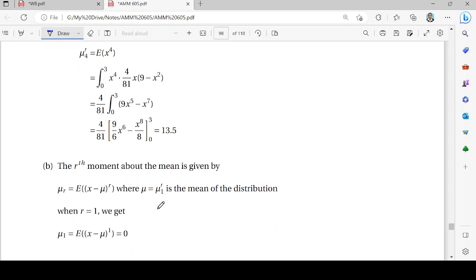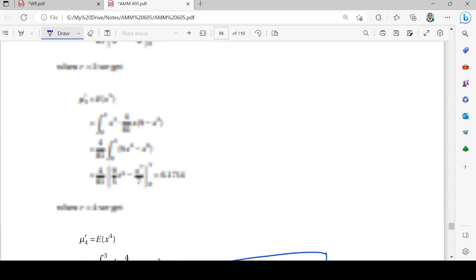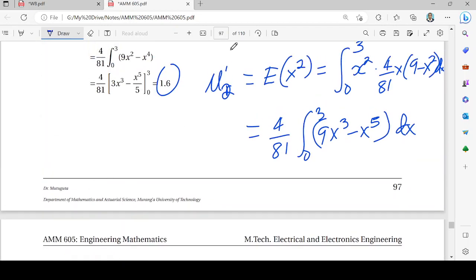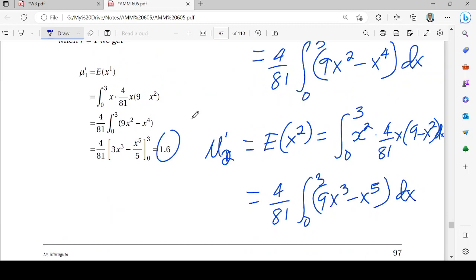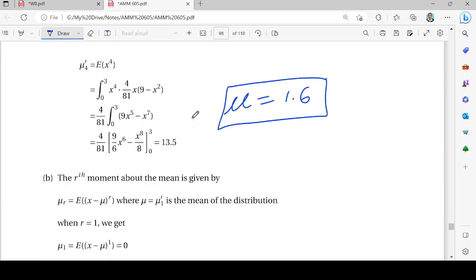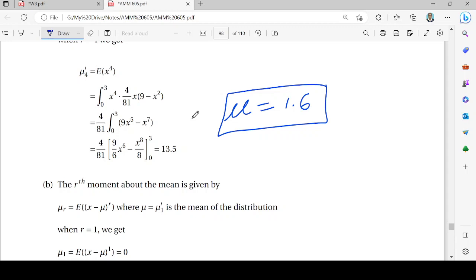Now, when we want to find the moment about the mean, first, we have seen that the mean is 1.6. We have obtained the mean up here as 1.6, which is the first moment about the origin. That's the mean of the distribution. So if we want to find the other moments about the mean, then we shall write mu r is equals to the expected value of x minus 1.6 raised to the power of r. 1.6 is our mean.